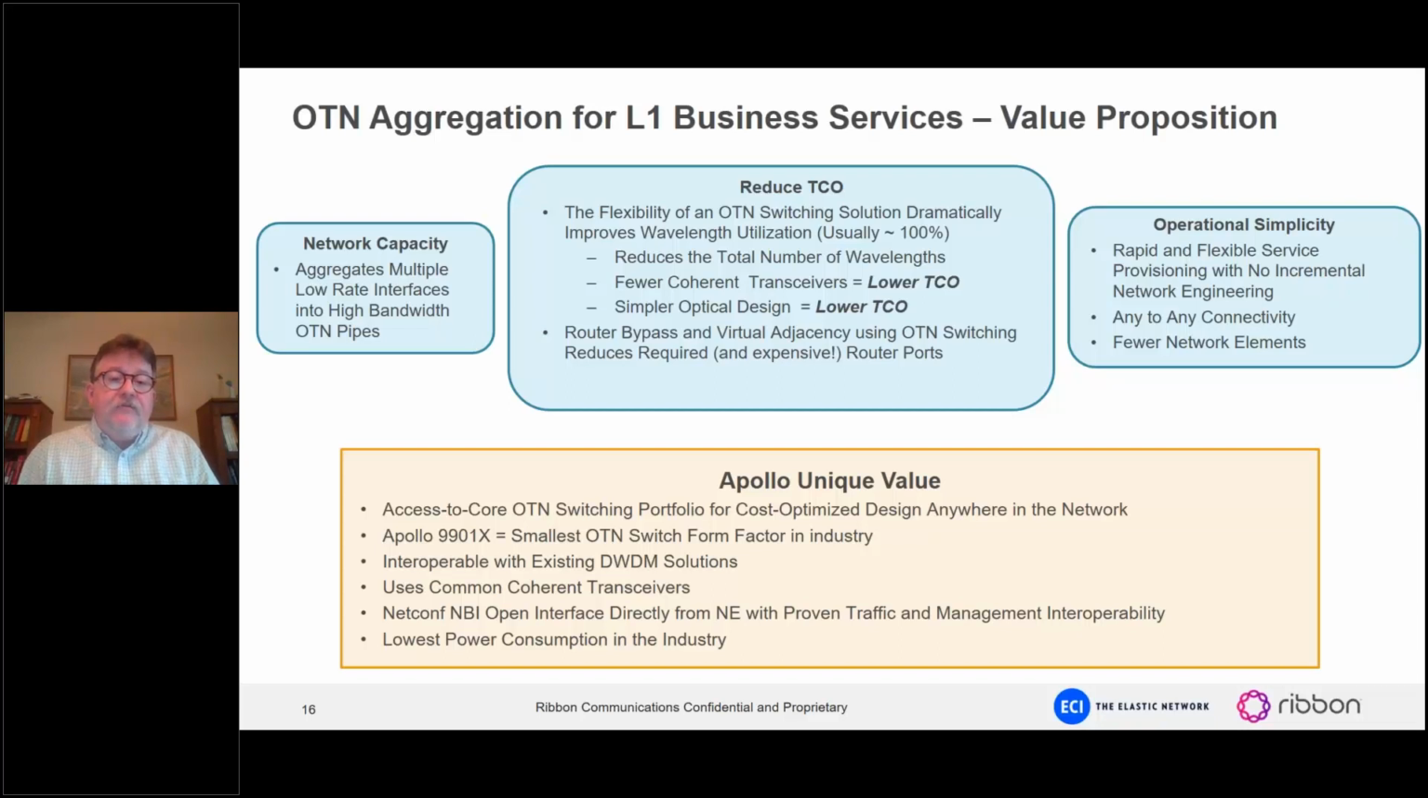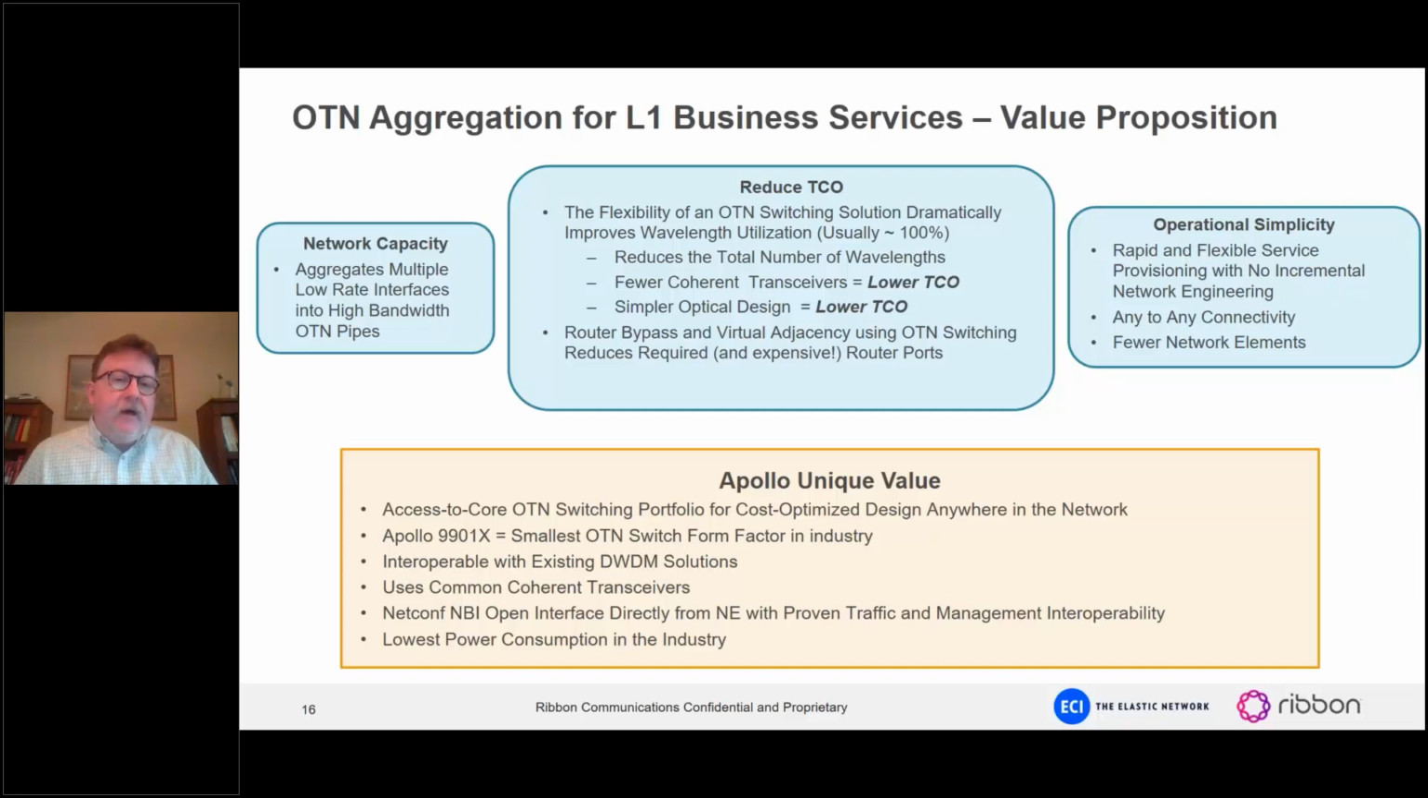We've got fewer moving parts. I don't have multiple cards for multiple payload types. I'm certainly not running multiple wavelengths, spending the money on those DWDM optics. What I'm doing is simplifying all of this, right? Simplifying your Layer 1 transport network.